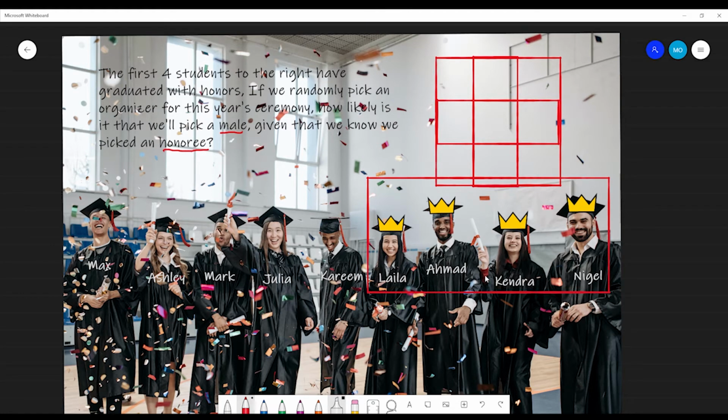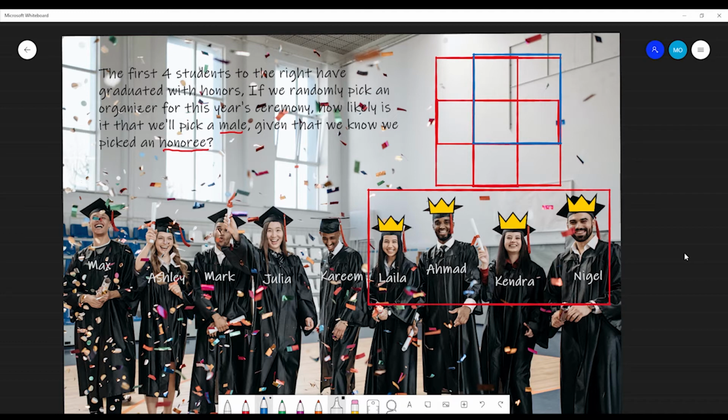Okay, let me just drag this down a little bit. So now we know that we picked an honoree, and if we are to visualize this over here, let's consider the 4 in this corner to be the full space of the honorees. It's almost like our sample space, our whole space of possibility of picking, has shrunk to only this square. And we wish to know the likelihood of getting a male given that we'll be only picking out of these 4 graduates.